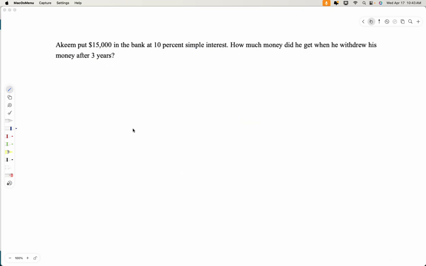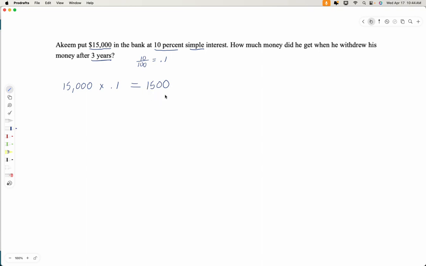All right, this one says Akeem put $15,000 in the bank at 10% simple interest. How much money did he get when he withdrew his money after 3 years? So the original amount, that's $15,000. He has 10%. It's simple interest in 3 years. So all we have to do is say 15,000 times 10%, that'd be 10 over 100, that would be 0.1. So 0.1 would be $1,500 because we're just moving the decimal point back one place. When you do that on the calculator, you get $1,500.